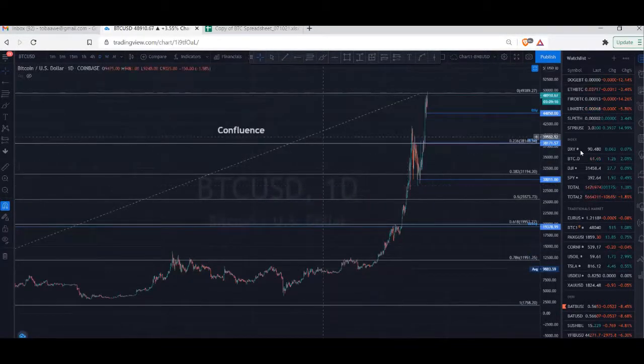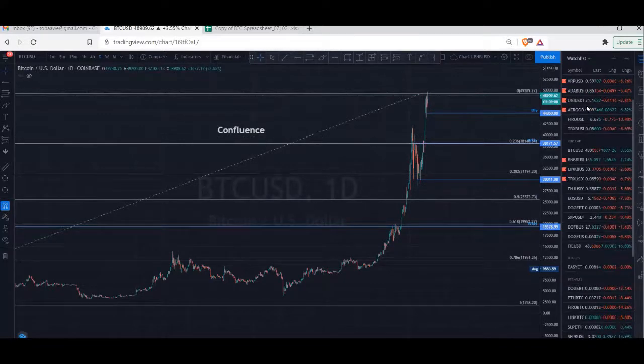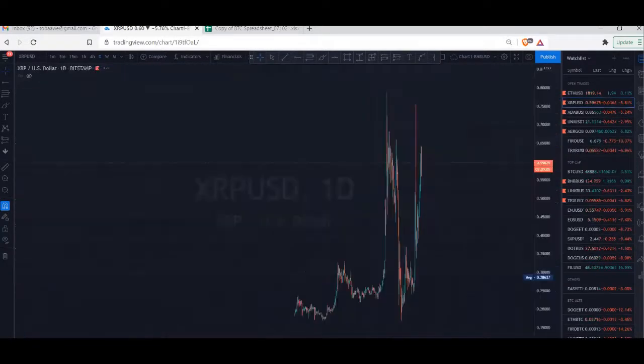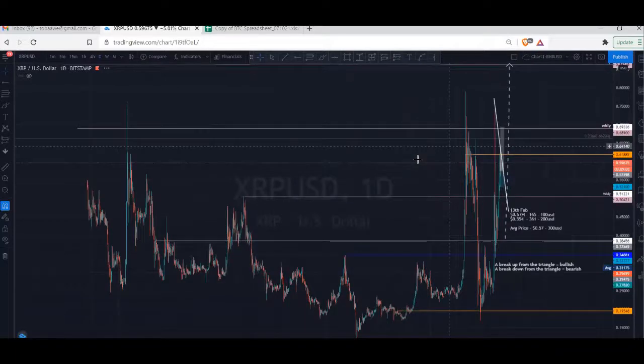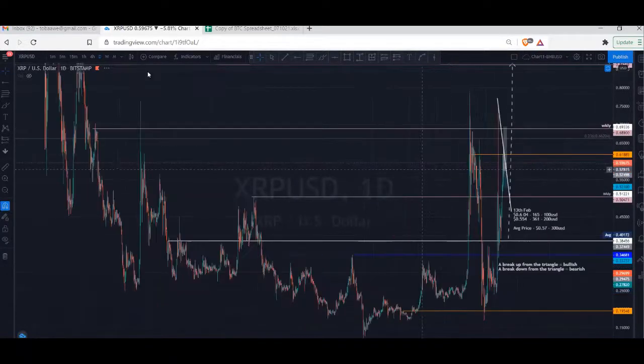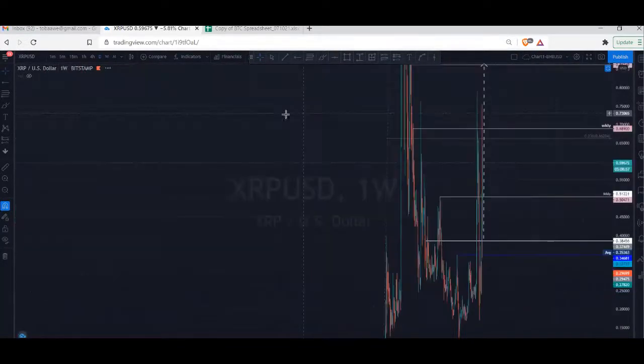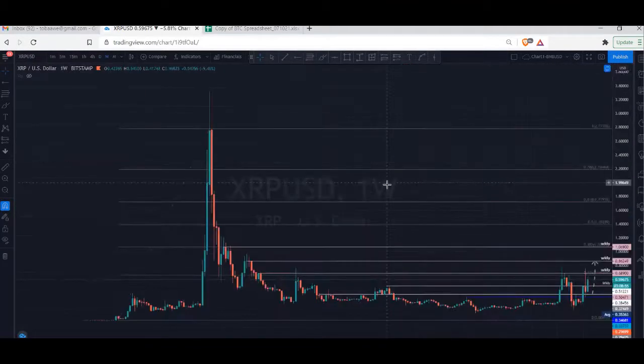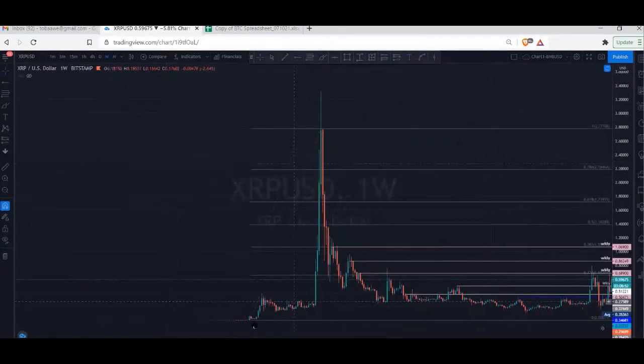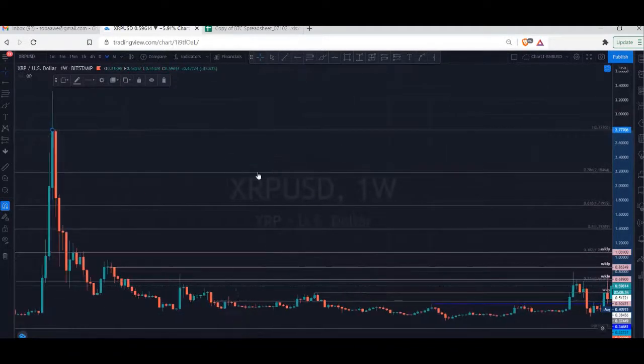Okay, so let's go to a chart that has much more activity where we can see support and resistance lines. All right, number one, you see what I did here? I have my Fibonacci retracements. I've drawn from the lowest of the XRP USD market to the highest that XRP has ever gone. That's on the weekly.